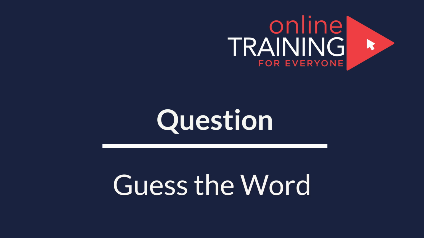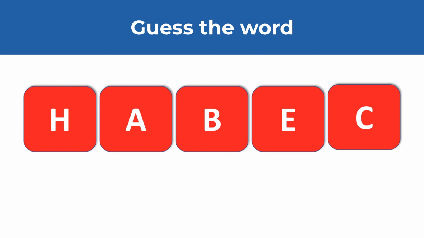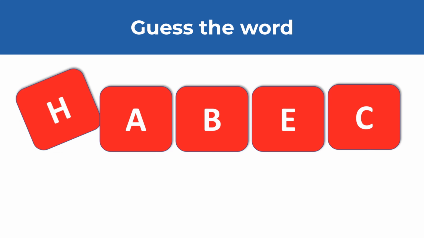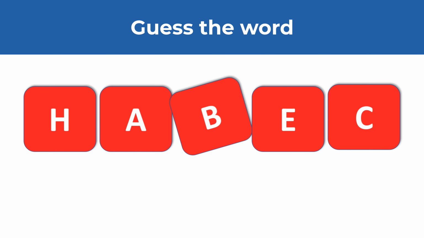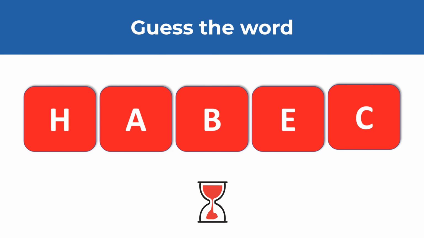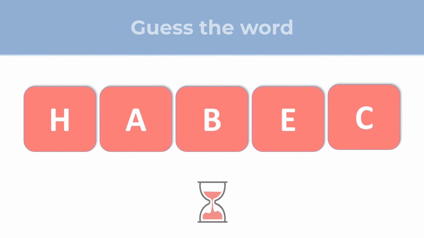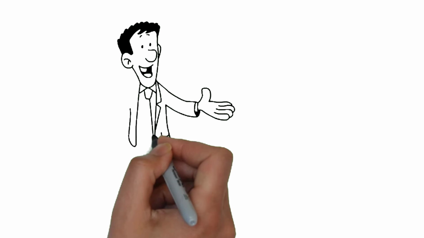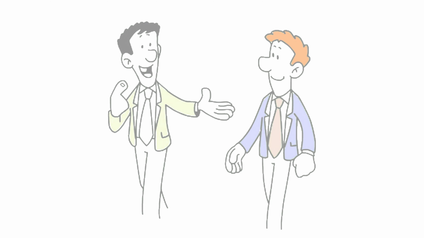Here's an interesting question from a recent test. You need to figure out the word from the 5 letters you see on the screen. The letters are H, A, B, E, and C. Do you see the word? Give yourself 10 to 15 seconds, maybe 20 seconds. You can pause this video to see if you can figure it out on your own. Make sure to use all the letters and make sure to use each of the letters once. Ready or not, I'm going to move forward and share with you my solution.